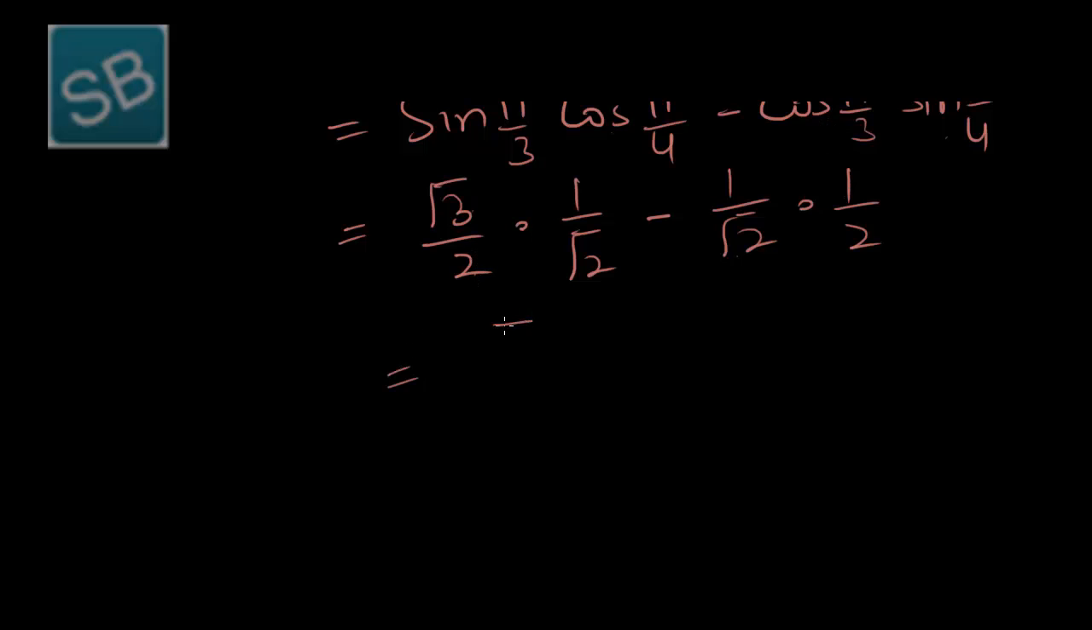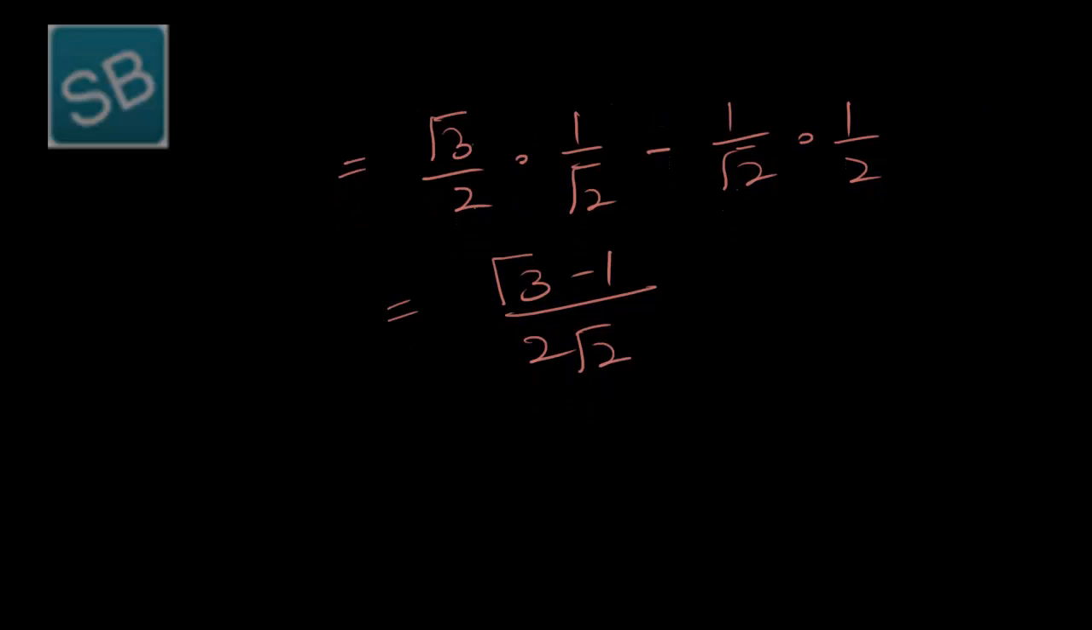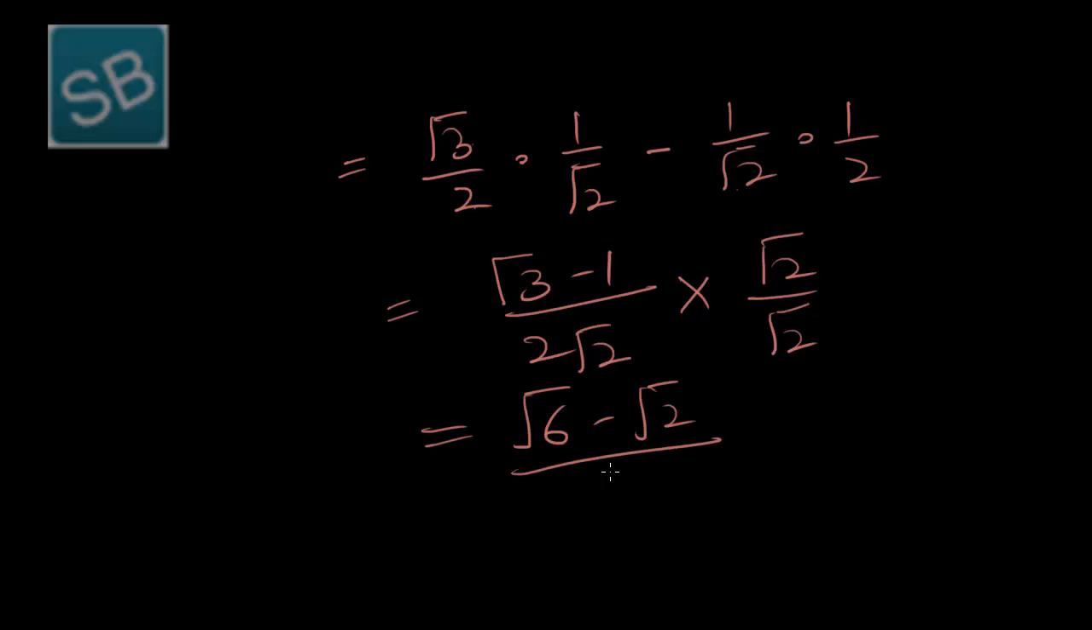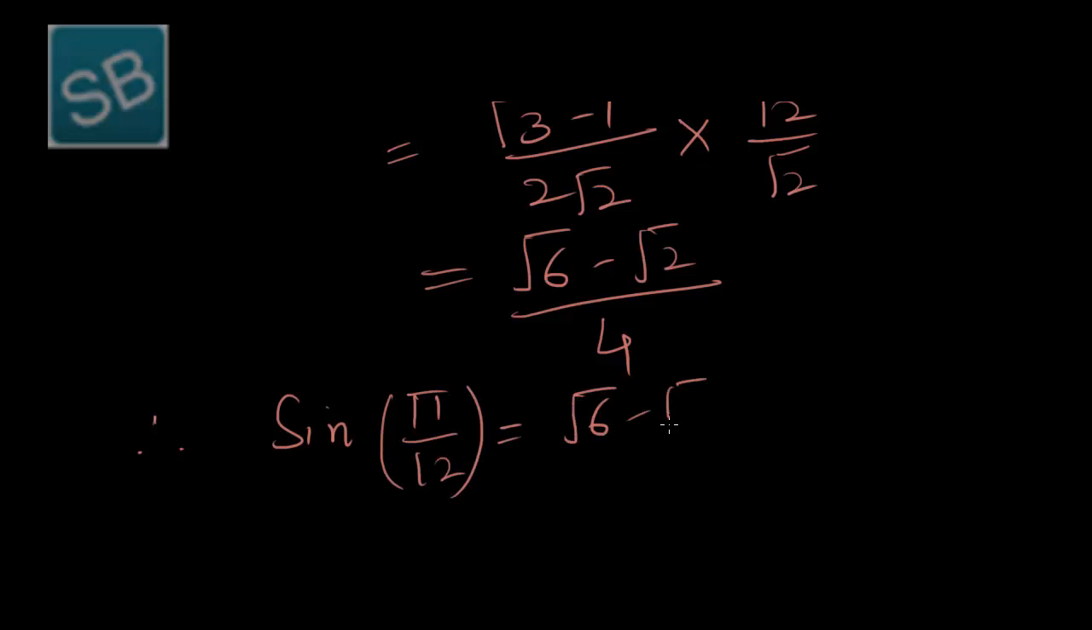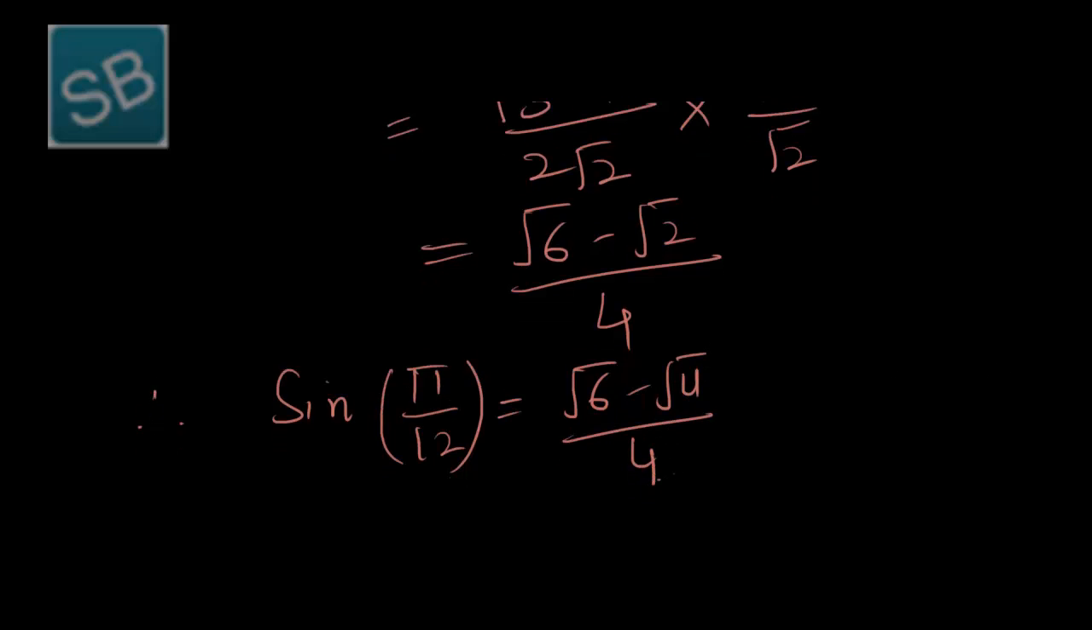So we will solve it and get (root 3 minus 1) over 2 root 2. To make the denominator free from the irrational number, we multiply and divide by root 2. Then we get (root 6 minus root 2) over 2 into 2, that is 4. Therefore sine pi over 12 is equal to (root 6 minus root 2) over 4. So this is the value of sine pi over 12.